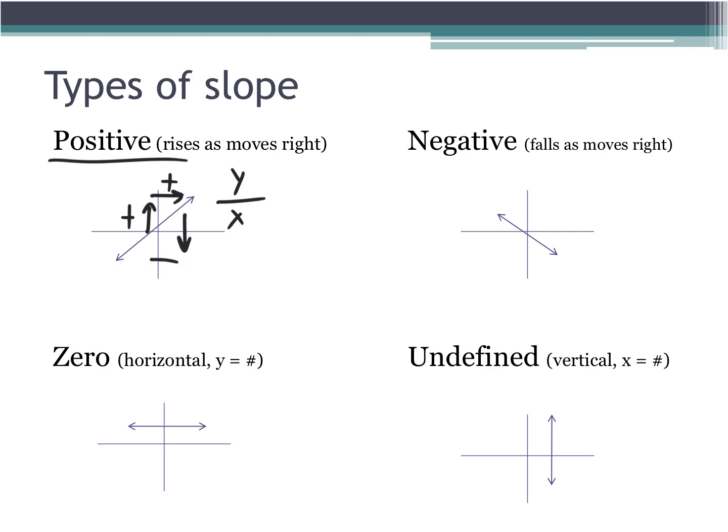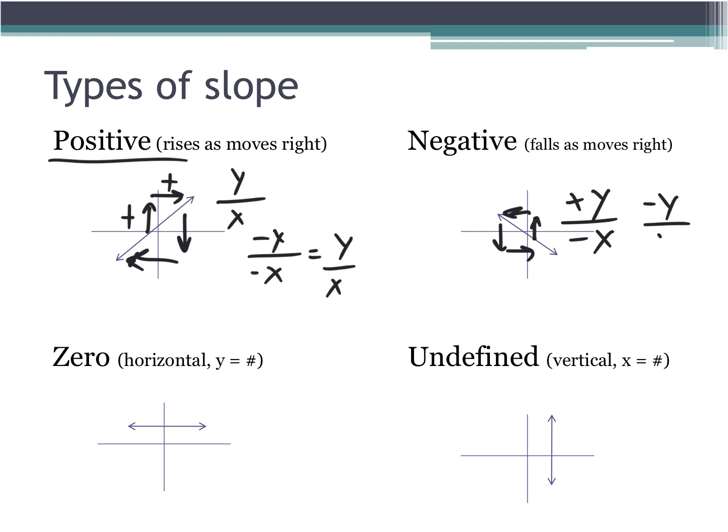So it's going to be a positive slope. Keep in mind, if we go down and to the left, it would be a negative y over a negative x, which again simplifies to a positive y over a positive x. We're going to keep that in mind. For a negative slope, we have rise and then run, we have a positive y and a negative x. If we go down to the right, we would have a negative y and a positive x. So it's not going to matter which is negative, as long as one of them is negative, it's always going to be negative.